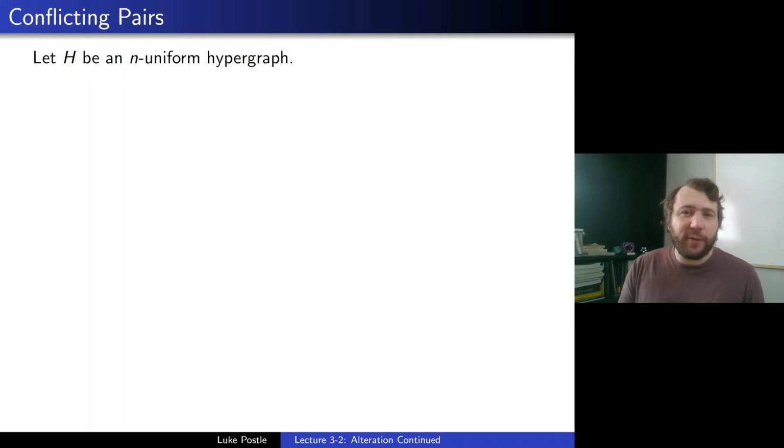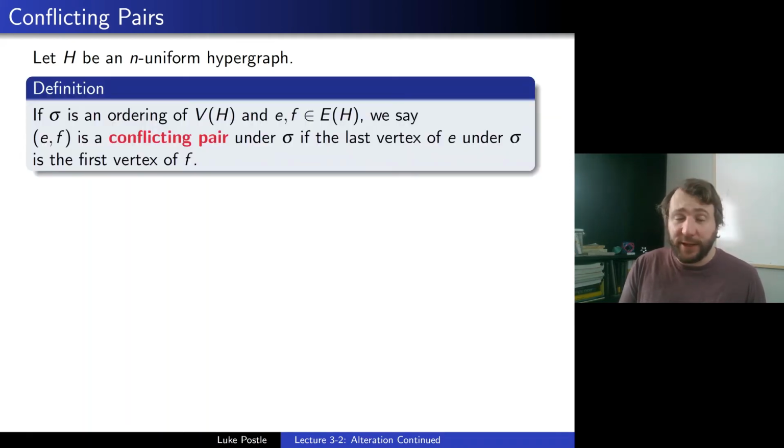So instead of just trying to avoid monochromatic edges, let me tell you a different idea. It's called a conflicting pair. If sigma is an ordering of the vertices, we'll say that two edges, E and F, form a conflicting pair under sigma if the last vertex of E, under this ordering sigma, is the first vertex of F. So somehow, if we have an ordering, we have this conflicting pair if they form somewhat of a hinge, where they have one vertex in common, and that's the last of E and the first of F.